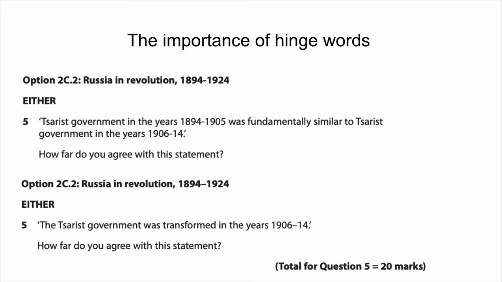So here are two questions from Edexcel A-level history, and they're both from the same paper, the Russia paper 2. And what I would like you to do is just have a look at these and identify what the hinge words in these questions are. What are the key words that your analysis should be focused on? So if you want to, you can pause this and try to identify them, and then I'll reveal. So hopefully you've identified them now. The hinge words in these questions, hopefully you got it right, are these.